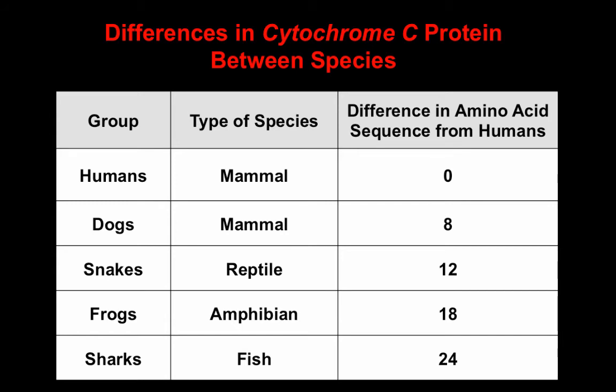So here we have a table that shows differences in this protein between different species. Now, if the protein is similar, then that means that the DNA is similar because the DNA is what coded for that protein. So here we have the differences from humans. So obviously humans are the same as humans. Dogs, which are mammals like humans are, have pretty similar DNA. Snakes have less, frogs have even less, and sharks have even less. So what that's saying is we are most related to dogs, at least in this case, and least related to fish.